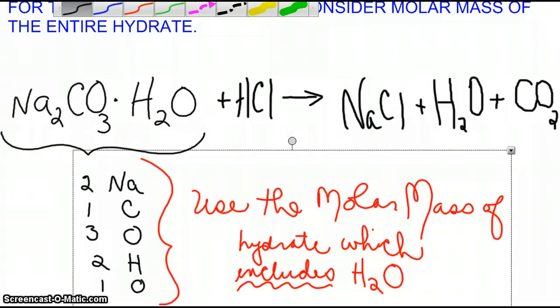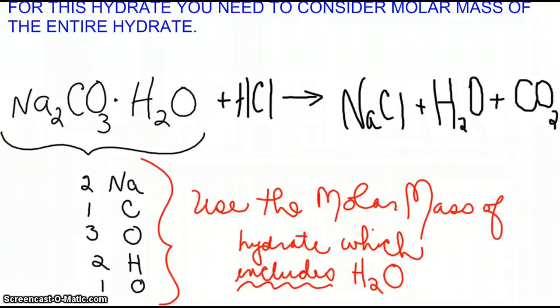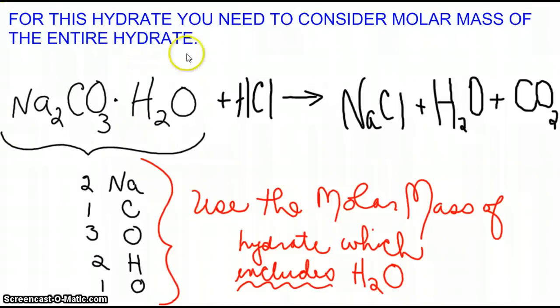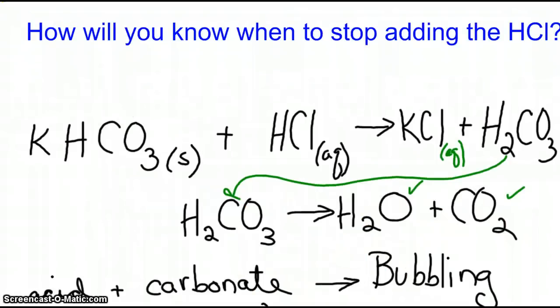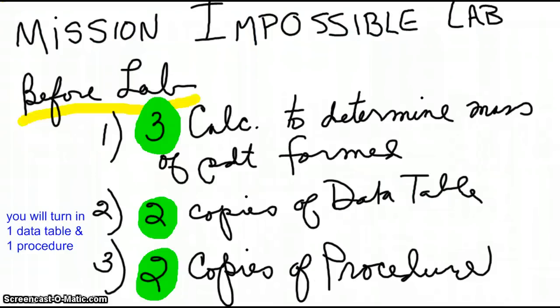By way of reminder, don't forget, when you're figuring out the molar mass of a hydrate, you need to consider the mass of the entire hydrate, which includes water, remembering that that dot does not mean multiplied by for molar mass. Okay. Again, another reminder is when you're organizing and thinking about this lab, how do you know when to stop adding the hydrochloric acid? In other words, how do you know when the reaction has finished?